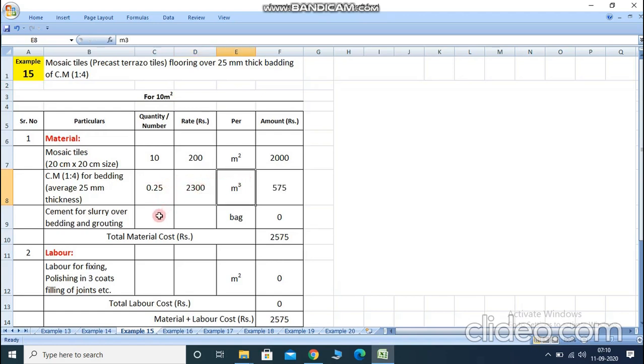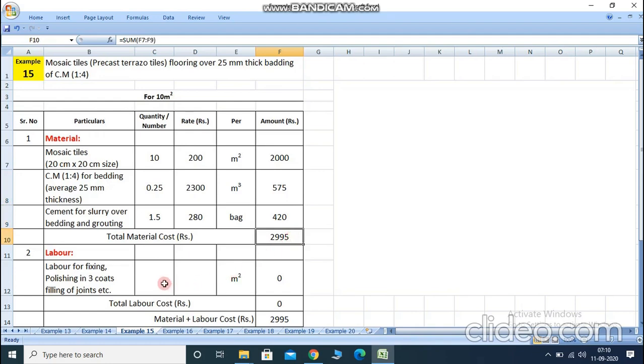Then cement for slurry over the bedding and grouting. Here 1.5 bags of cement are required, and the rate of 1 bag of cement is 280 rupees. So we get the answer 420 rupees. Now the summation of 2000, 575 and 420 gives 2995, the total material cost.